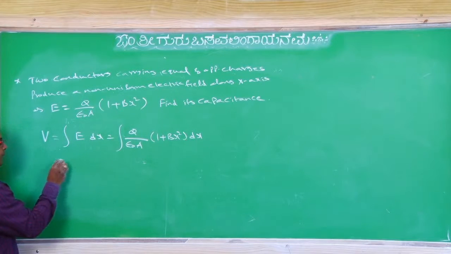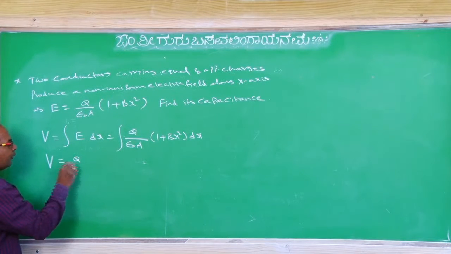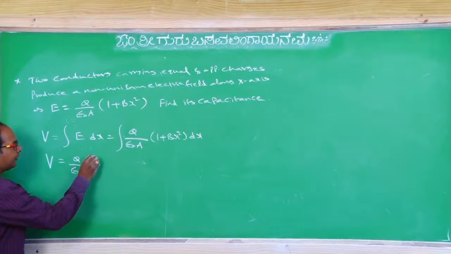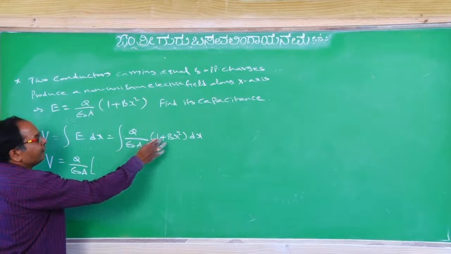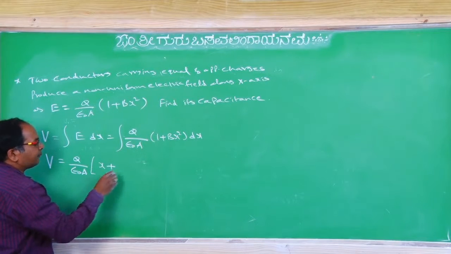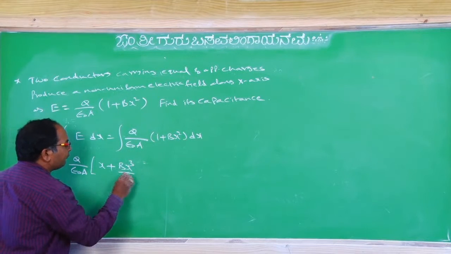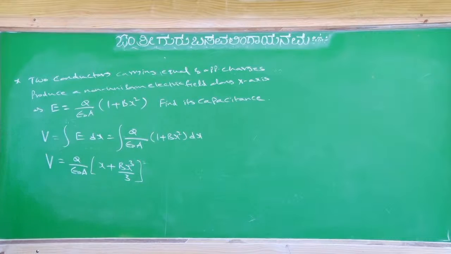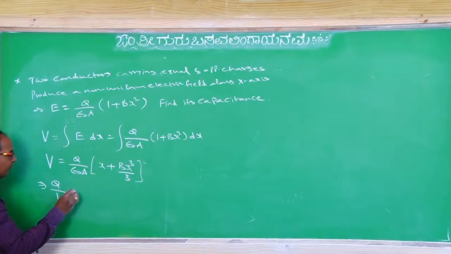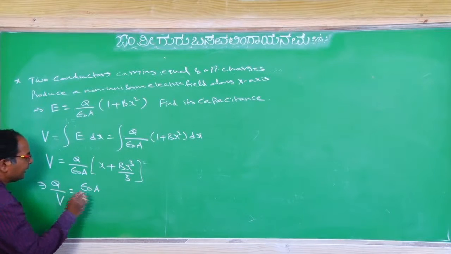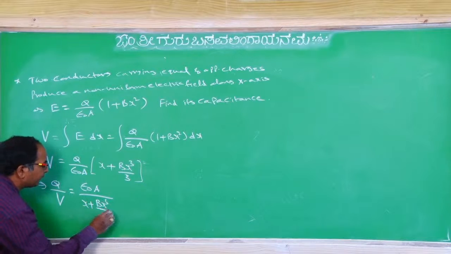So this one you may write V is equal to Q by epsilon naught A, constant, times integral 1 dx, which is x, plus integral Bx square, which is Bx cube by 3. So from this, Q by V is equal to epsilon naught A divided by x plus Bx cube by 3.